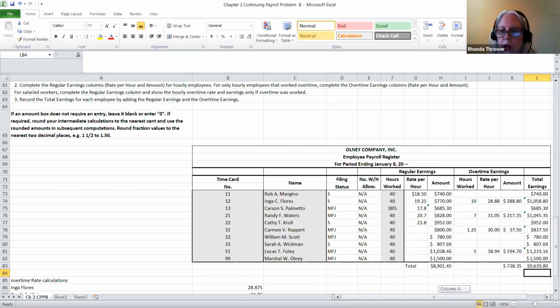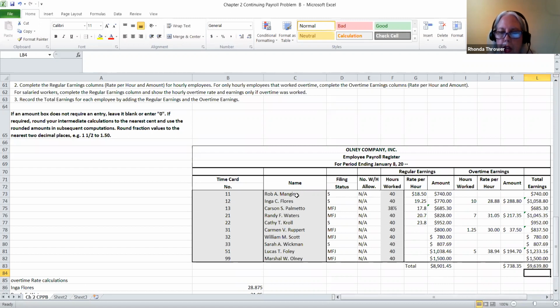But basically, the payroll register, this is a partial one. It certainly isn't finished all the way, but it's partially complete for you, and you just have to fill in the blanks. So let's start with the first employee, and let's see what's happening with him.